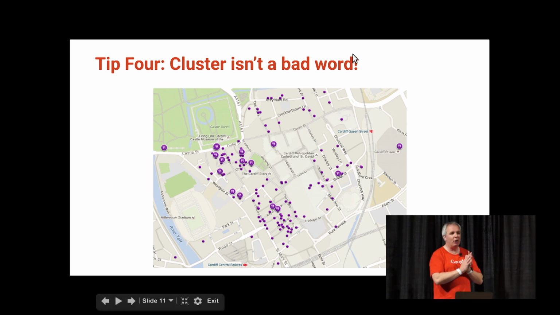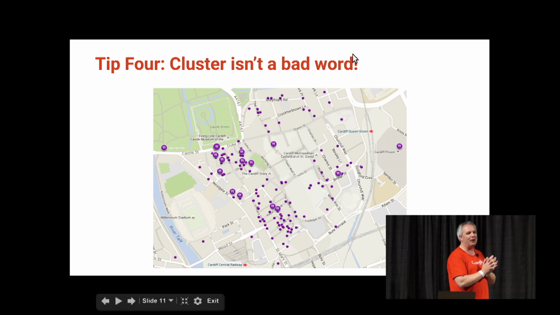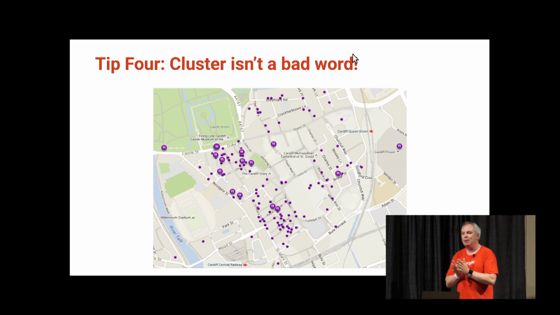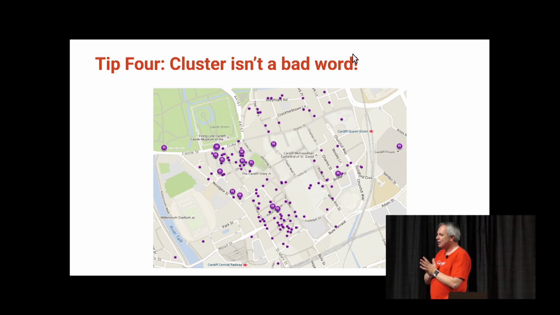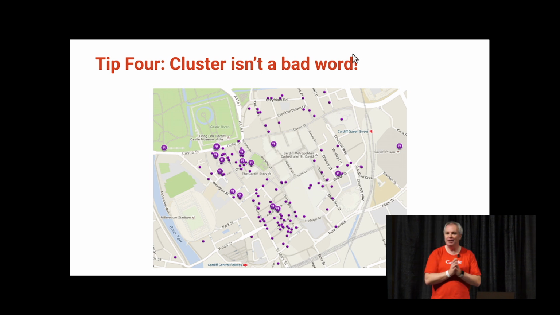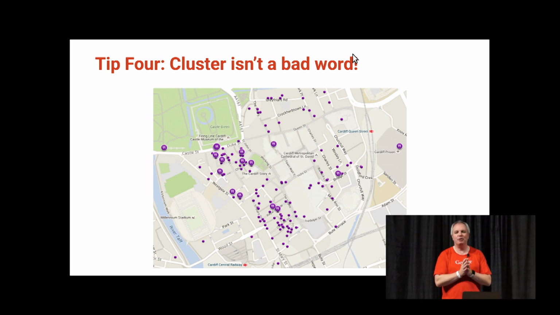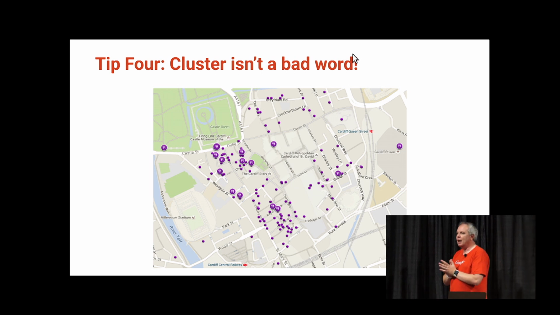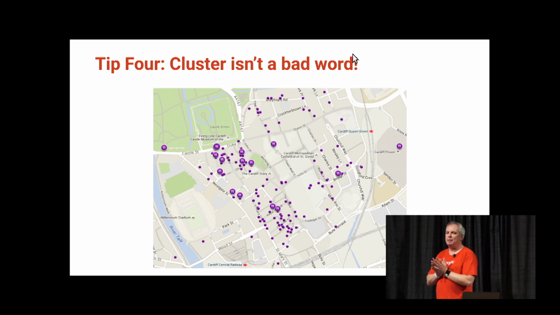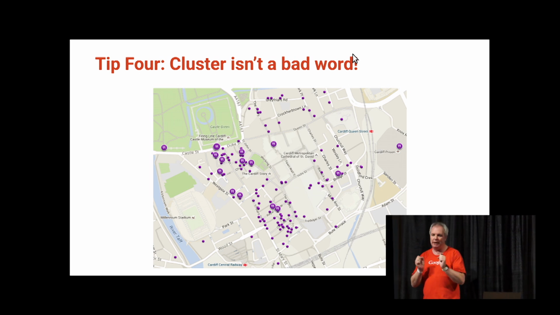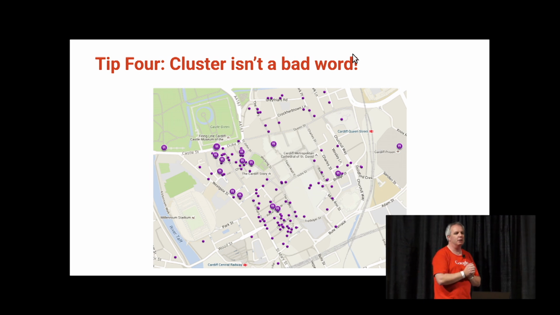Okay, tip number 4: cluster is not necessarily a bad word. So this is a map. Can anybody guess what city this is? I guess you can read it on there. There's a train station. This is the city of Cardiff in Wales. And this is where I went to university, and I'm getting to go back there next week. I'm really excited. It's one of my favorite cities in the world.